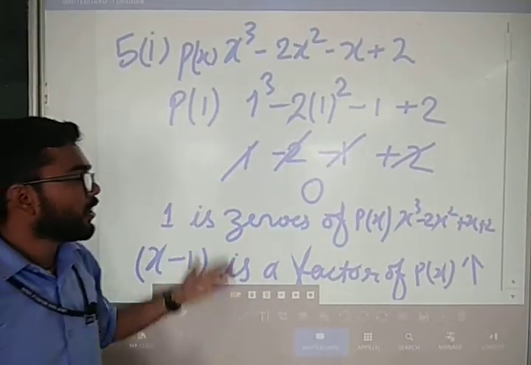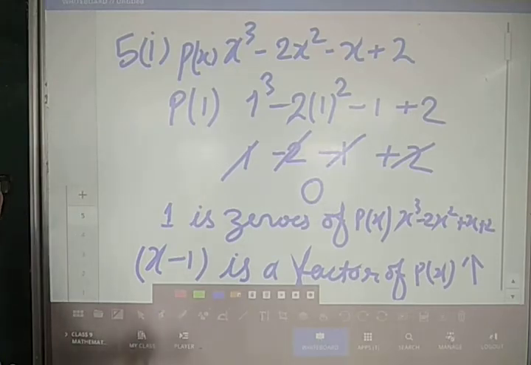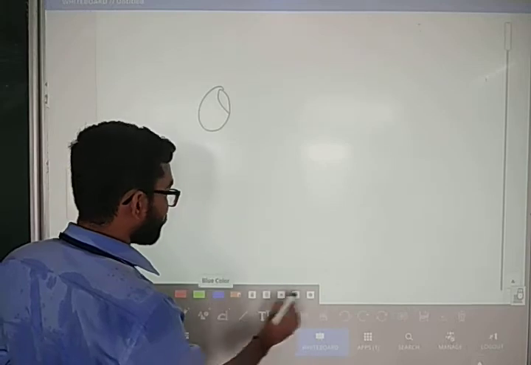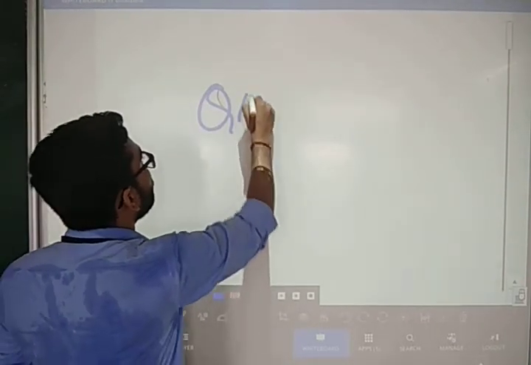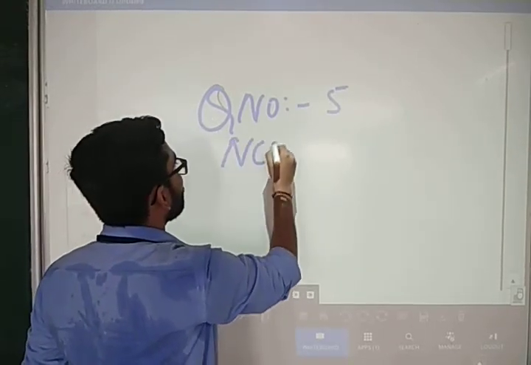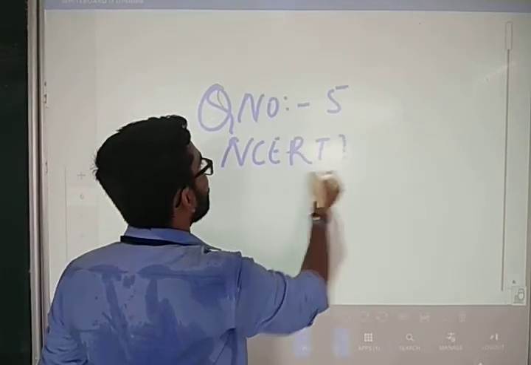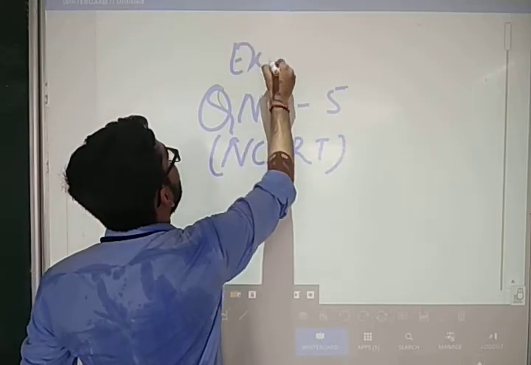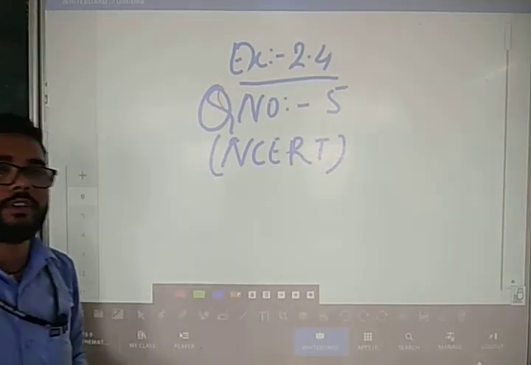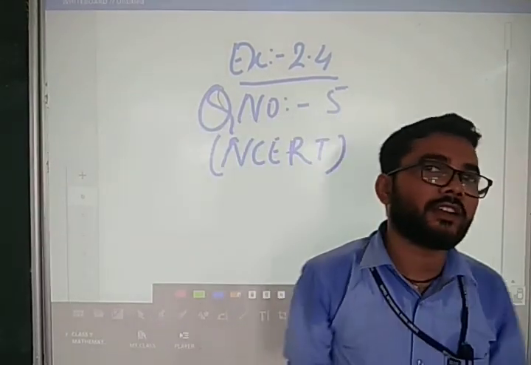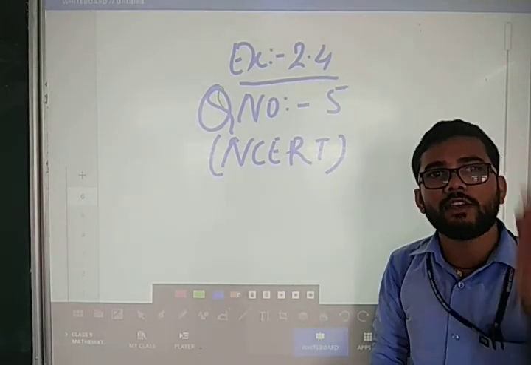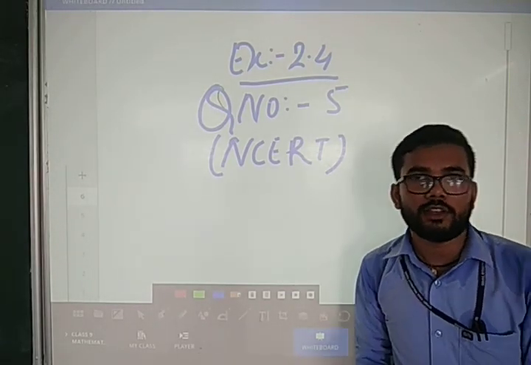So in this way you need to find the first factor for all the questions given in question number 5. Exercise 2.4, question number 5 will be the homework for today's session. I hope you all can understand the concept of how to factorize, how to find the first factor of a cubic polynomial. Okay. Thank you so much for watching.